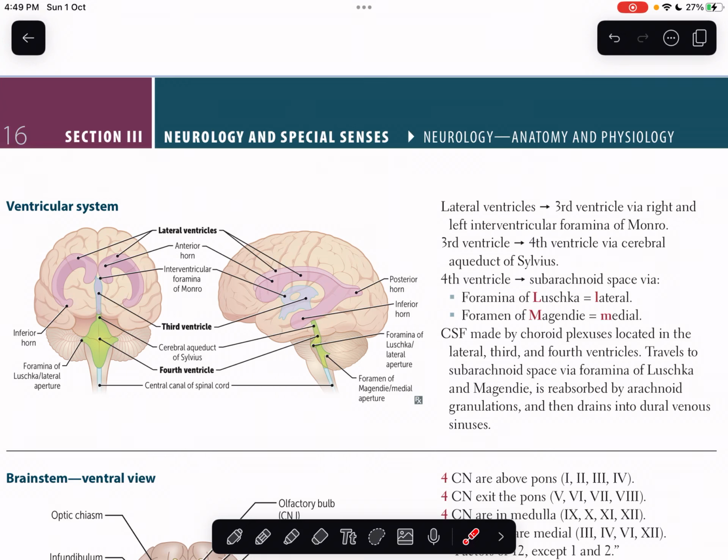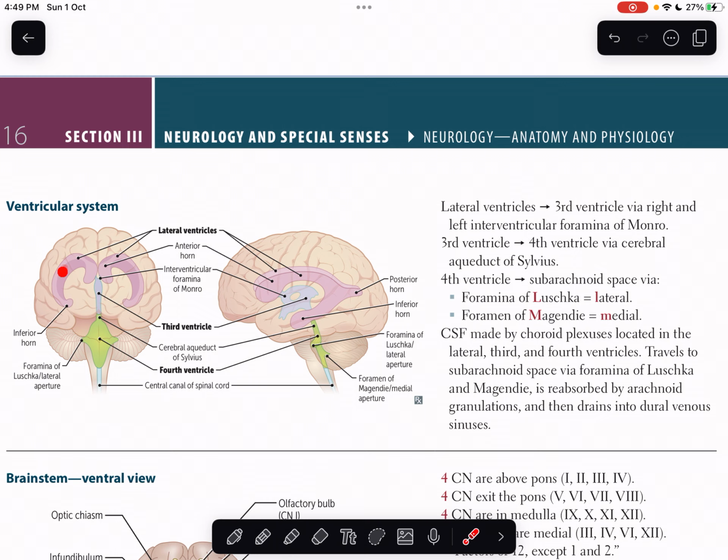So today the topic that I'm going to discuss with you guys is the ventricular system. It is called a ventricular system because there are different ventricles present inside the brain. It is actually the same diagram but in different planes.